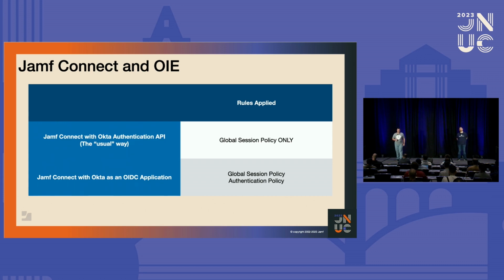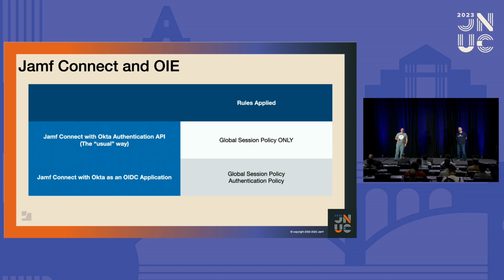The trick is that if you were on Classic before, you used to have the option to turn on MFA or not through a global session policy and nothing else. When you turned it on for global, it meant you were global. Literally every application you ever set up in Okta had to have MFA. If you do it the new way, with either Okta Identity Engine or Okta as an OIDC app, you can set it up so you have individual rules for just Jamf Connect.